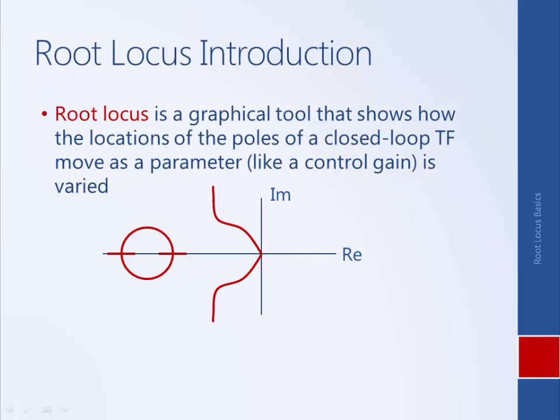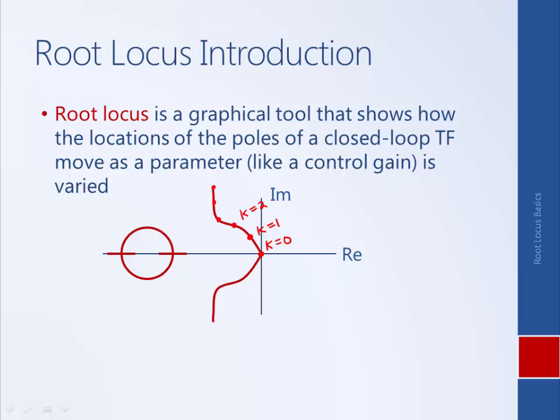For example, we could imagine if k equals 0, so this is maybe a proportional control gain, the location of one of our closed-loop poles is at the origin. And as we increase k, that closed-loop pole moves. So when k equals 1, maybe it has that location. When k equals 2, maybe it has that location, and so on. As we increase k, we can see how this pole of the closed-loop transfer function moves.